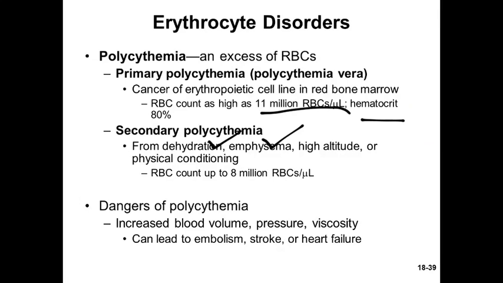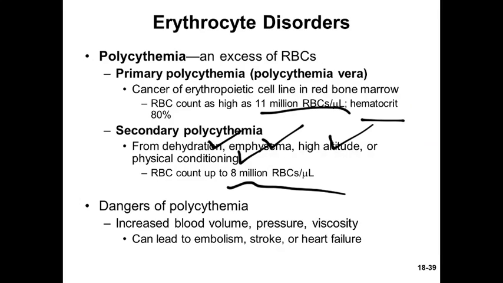Emphysema, we'll talk more about emphysema when we get to the respiratory system, but you'll appreciate that with the lack of oxygenation, the body is going to try to make up for that lack of oxygen diffusion by making more red blood cells. So that will drive the hematocrit up. Of course, traveling to a high altitude location or physical conditioning requiring more red blood cells to feed the muscles. All of these reasons would drive your red blood cell count up, maybe up to about 8 million. That's certainly not a hematocrit of 80. That might be a hematocrit in the 50s or maybe 60s.